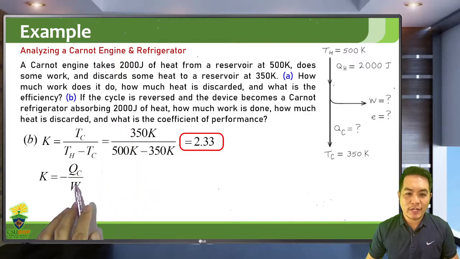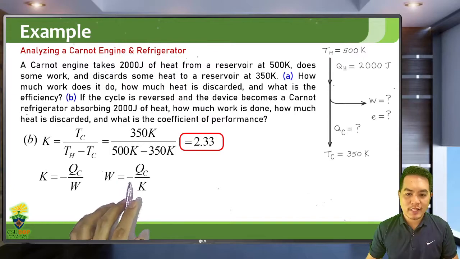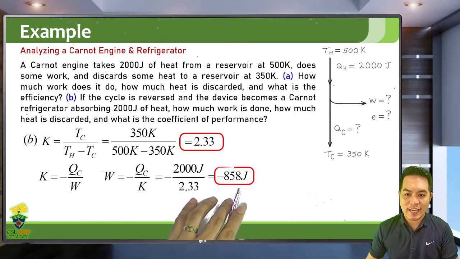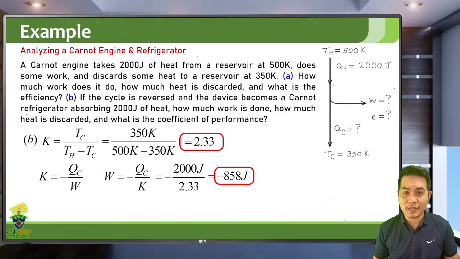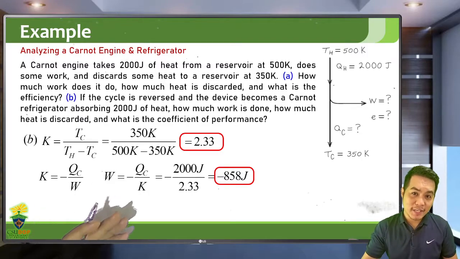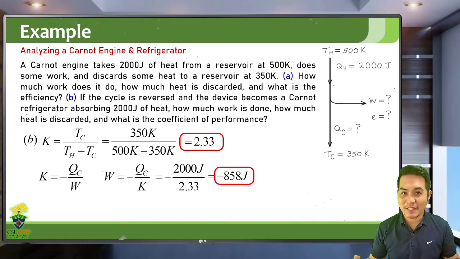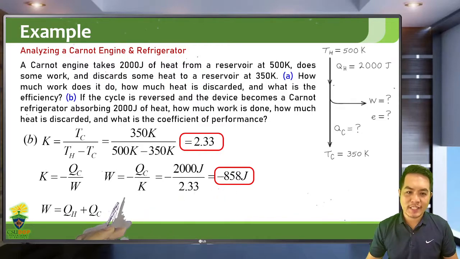We have K, so we can now solve for the work. So we're not using the formula with the absolute signs here, because we need to find the actual work. So work is negative QC over K, and you will get negative 858 joules. And again, you expect a negative work done on the refrigerator, because this is not work done by the refrigerator. This is energy supplied to the refrigerator. So it's a negative work. So the refrigerator is actually not the one doing work, but it's an outside device that's doing work on the refrigerator. So work is done on the refrigerator.